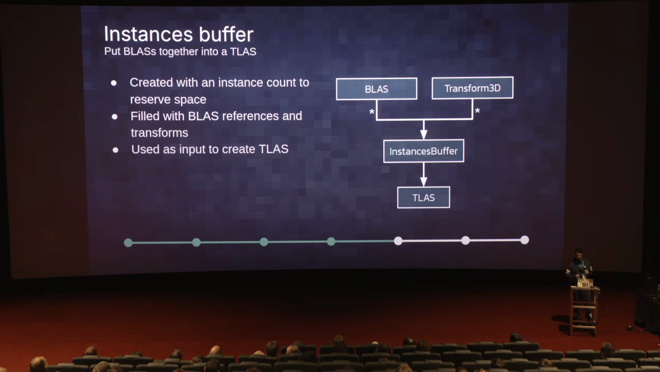The instances buffer, this is a really interesting object. It's basically a way to build the bounding volume hierarchy. In order to build a BLAS, we just need a collection of geometries, and we put the geometries into the BLAS. For the TLAS, this is different, because we cannot just put a BLAS into a TLAS. We might want to use the same BLAS, and we might want to instantiate it multiple times and move it into space. So this is done via the instances buffer, and this is just getting a reference to a BLAS and a Transform3D so we can move it into space.